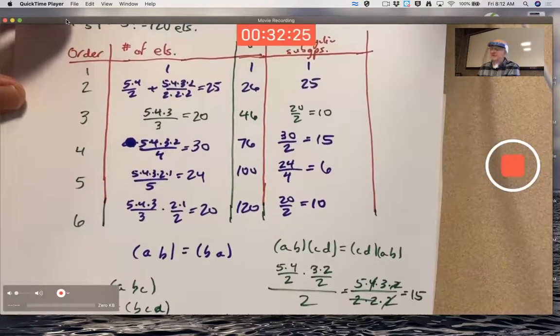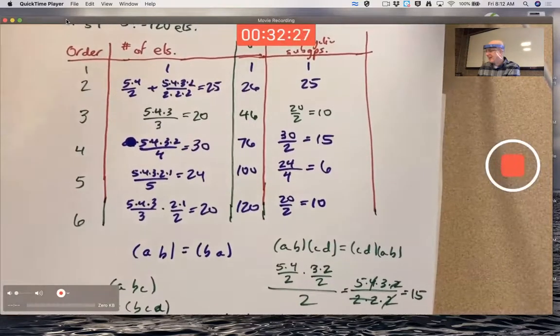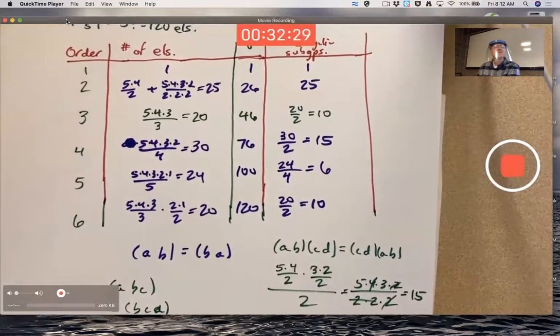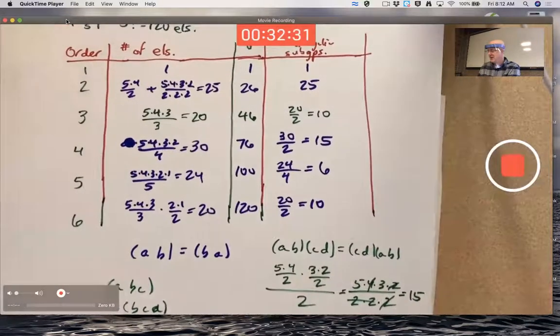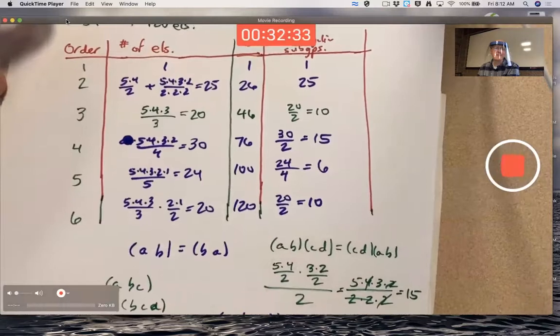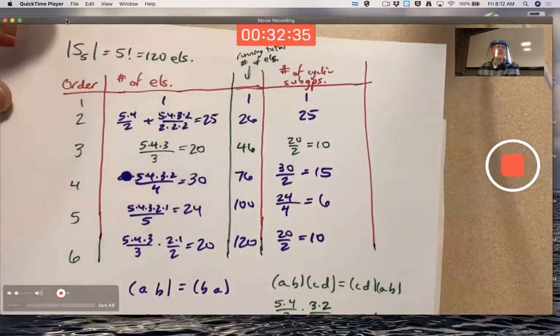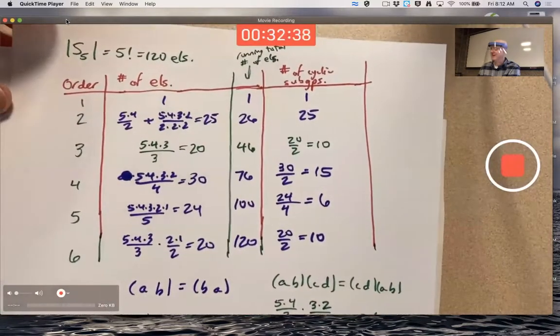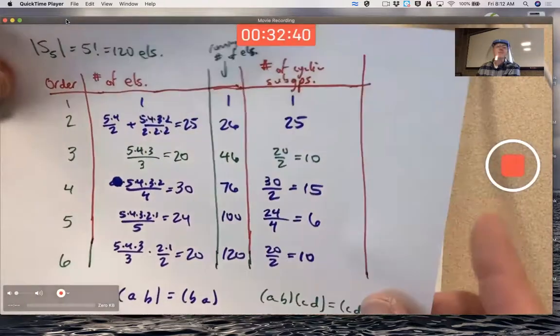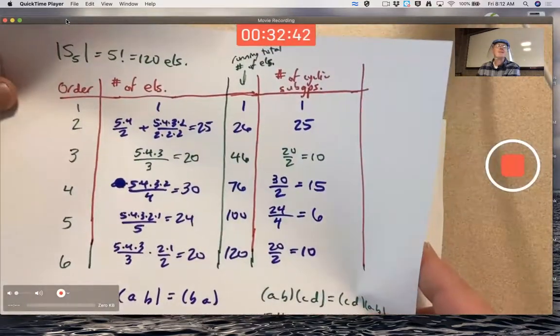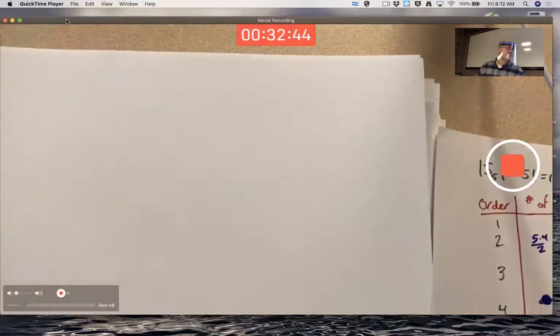I hope you find this kind of thing kind of fun once you get it. Satisfying to see that it all works out. We got 120 there. Think about S6 next if you are inspired. I think it's kind of fun.